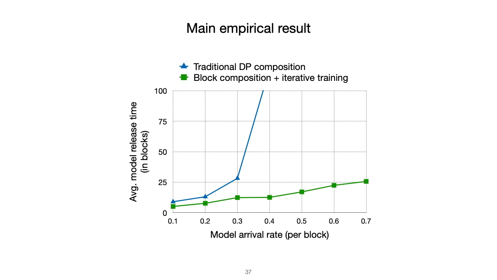And what we see is that when only a few models are registered per day, both methods, basically traditional differential privacy composition, and this new block composition and iterative training, can handle the workload and release models in less than a day on average. But as soon as the rate increases, the new block composition is much more efficient with its use of privacy budget, and it can support up to 15 new models trained a day and still release them within 24 hours, whereas traditional differential privacy composition is limited to roughly 5 models per day.